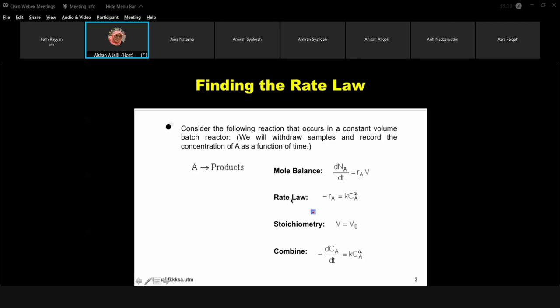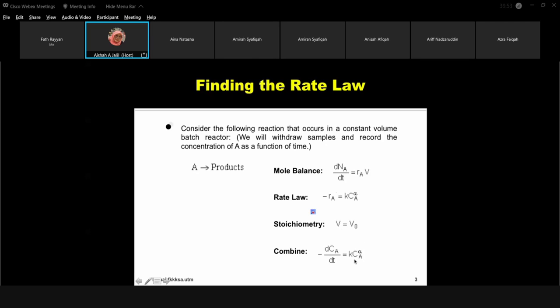Here is the rate law. We don't know the order, so we don't know the k. We just put the rate law: negative rA equals k CA to the power of alpha. Okay, and then stoichiometry: because it's a batch, the volume is maintained, V equals V naught. When you combine all this, you see dNA over V. If you move the V to here, dNA over V equals dCA over dt equals negative rA. Negative rA means this one, so we substitute this one.